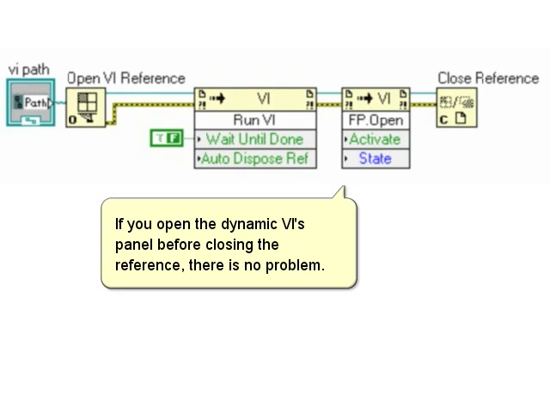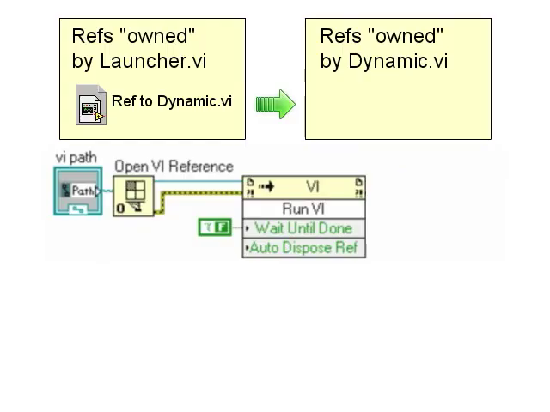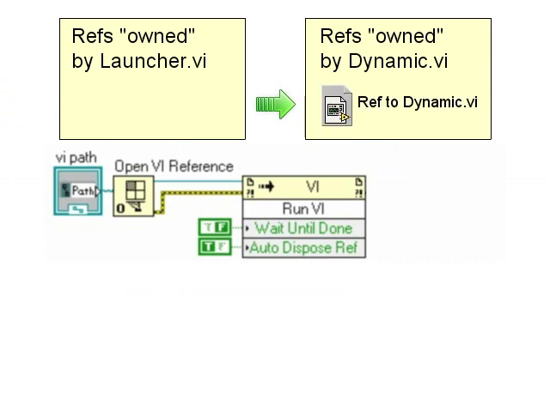The trick lies with the other parameter to the run VI method, Auto Dispose Ref. If you wire a true to Auto Dispose Ref, then LabVIEW transfers the responsibility for closing the reference from the launcher VI to the dynamic VI. In this way, the dynamic VI holds a reference to itself, ensuring that LabVIEW will not abort its execution prematurely.